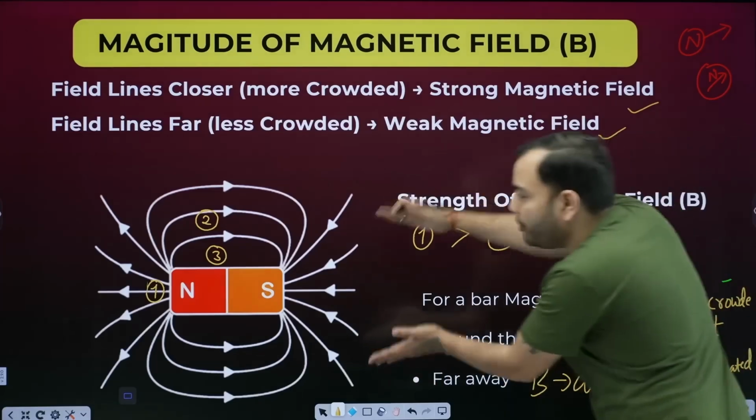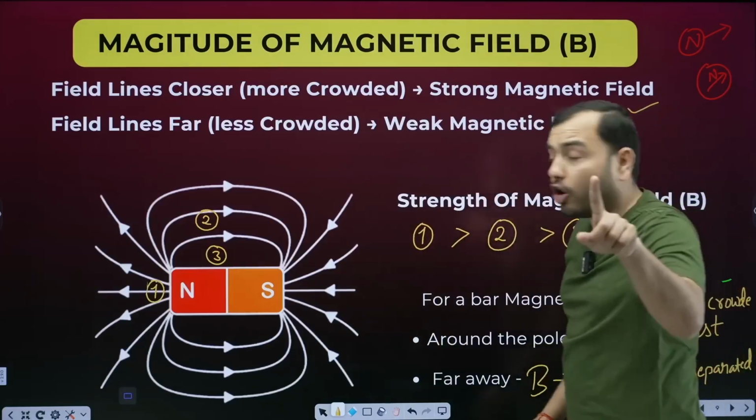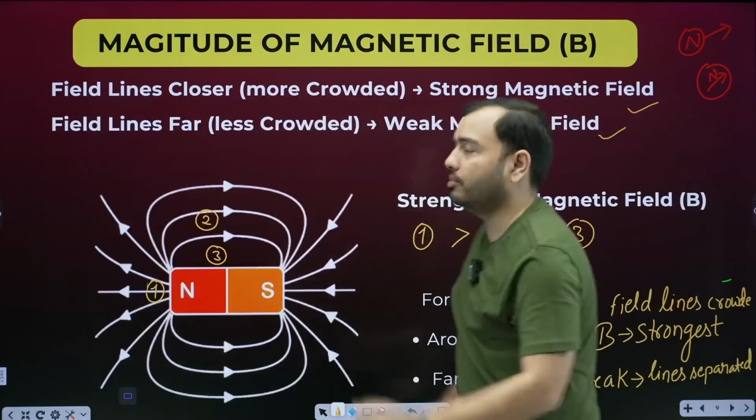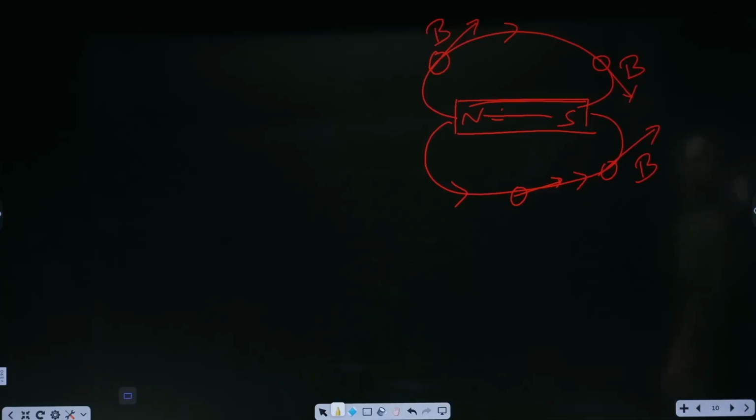Isn't it? And when it is exactly at the pole, the field lines are close. So where is the strong magnetic field? At the pole. And it decreases as we go far away. Come on, let's move forward.